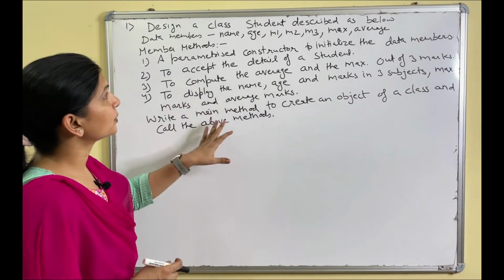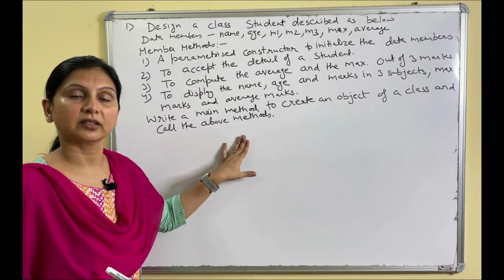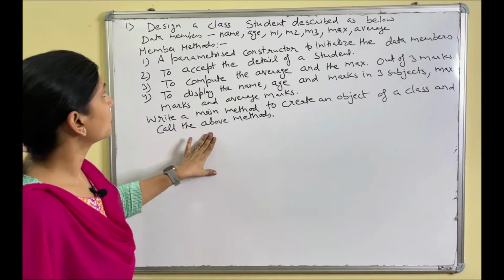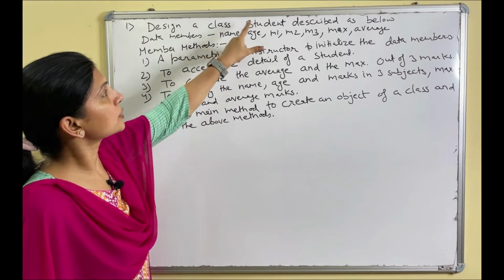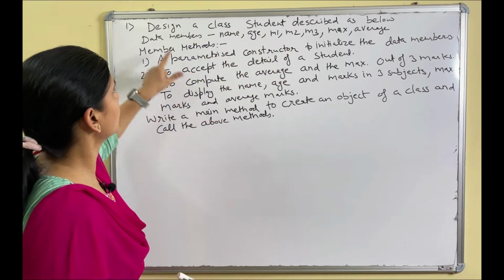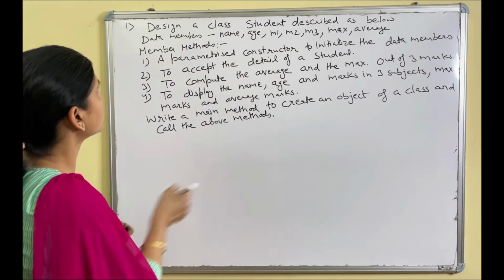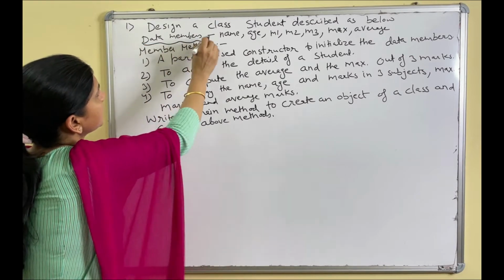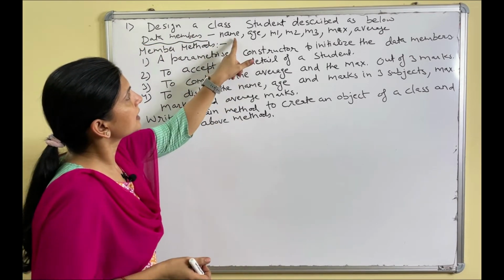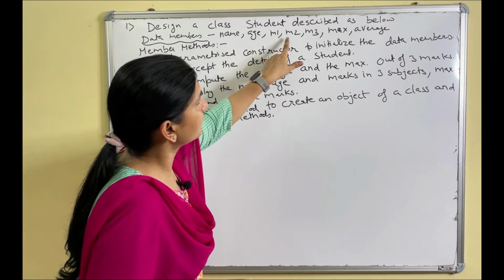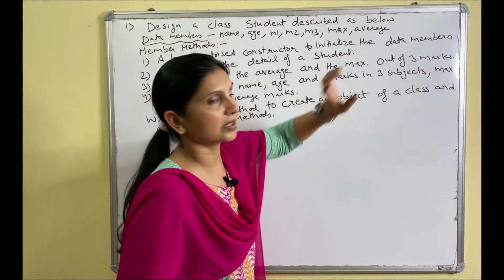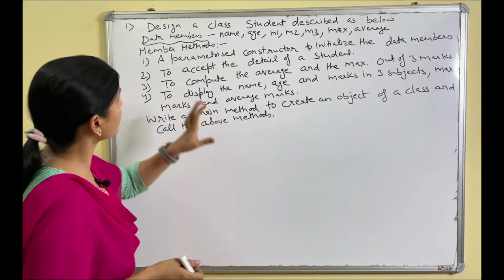So let's see this program in which we have used both constructor and method. So what is the question? Design a class Student described as below. Data members. The data members are already given. What are the data members? Name, age, M1, M2, M3, max, average. This is already mentioned in the question.